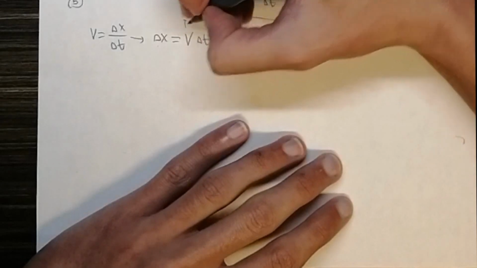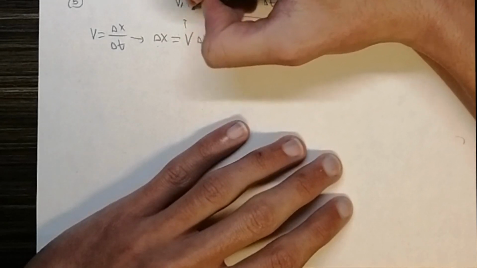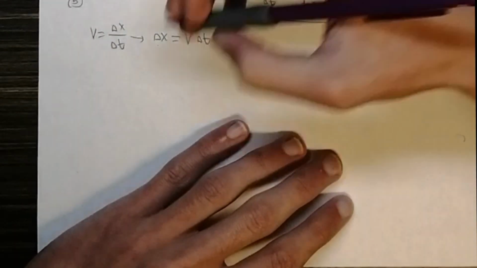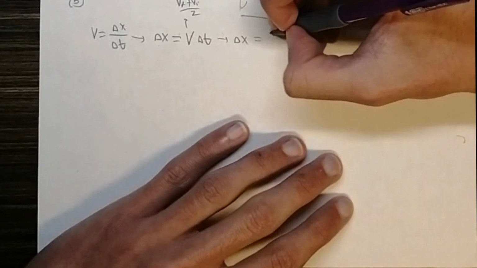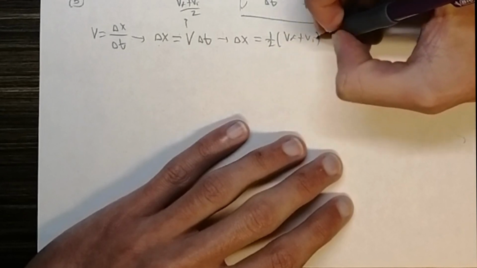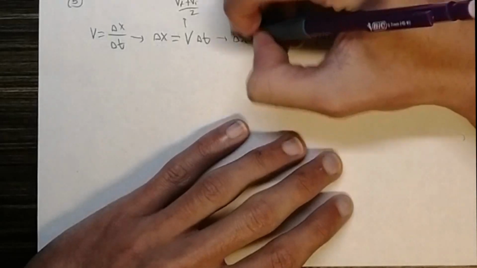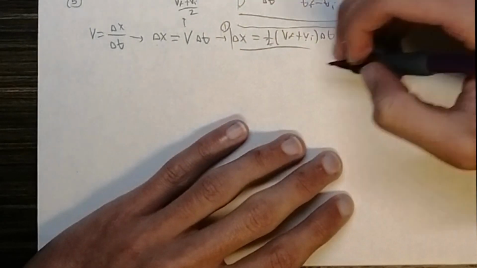And what do you know about averages? Average is we take our final, we take our initial, we divide it by 2. That's an average, right? Very simple to do. So we can say that change in x is equal to 1/2 of v final plus v initial times the change in time, right? We're just taking that and dividing it by 2. There's our first kinematical equation. Okay, second equation.